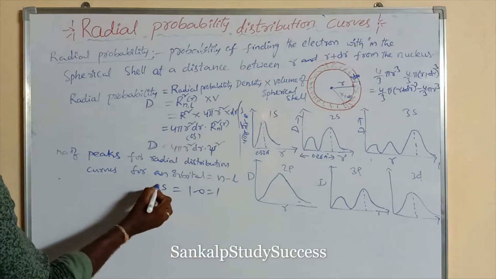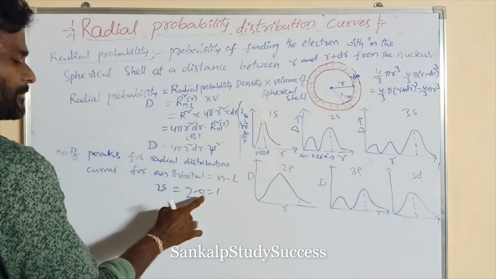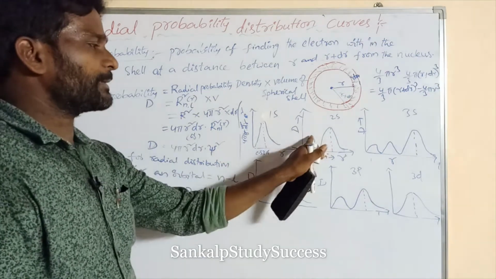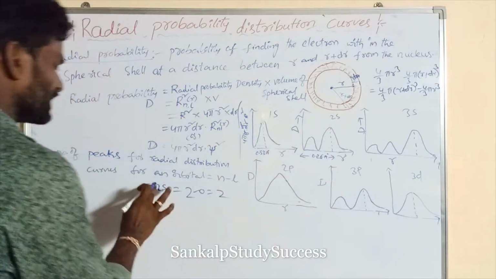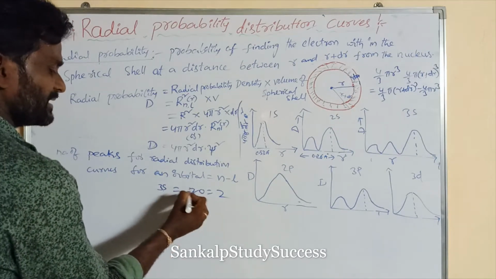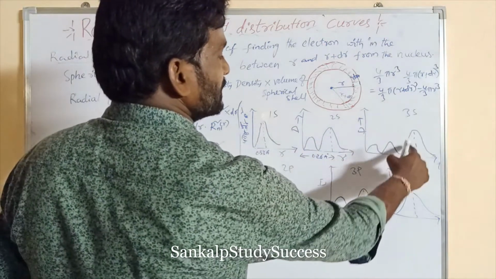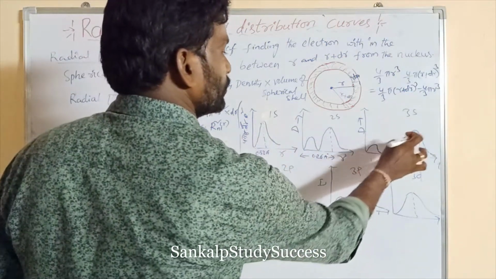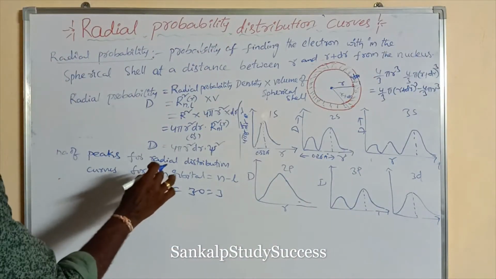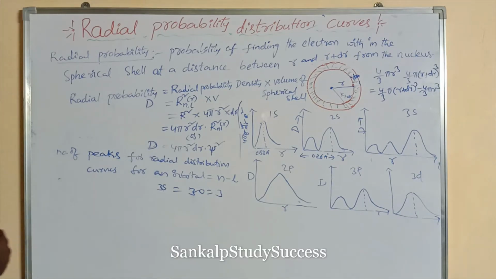Similarly, we can take 2s. For 2s, what is its n value? 2, minus l, which is 0, since for an s orbital the l value is 0. 2 minus 0 is equal to 2. How many peaks? One peak, second peak. 2 peaks are obtained. Similarly, for 3s, how many peaks? 3 minus 0 is 3. So for the 3s orbital, 3 peaks are obtained: 1, 2, 3. So the number of peaks in radial distribution curves for an orbital is equal to n minus l.